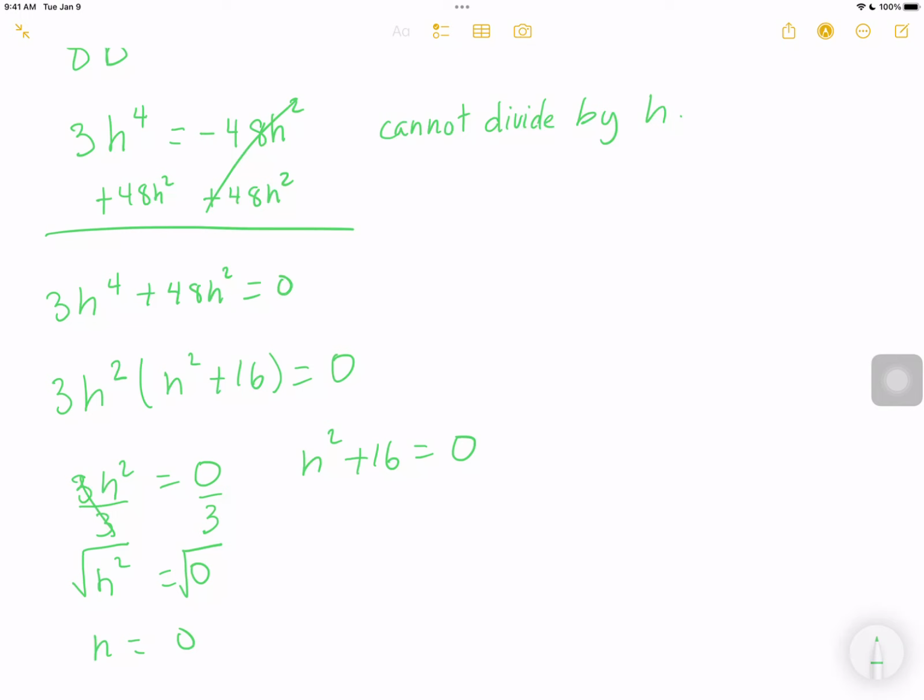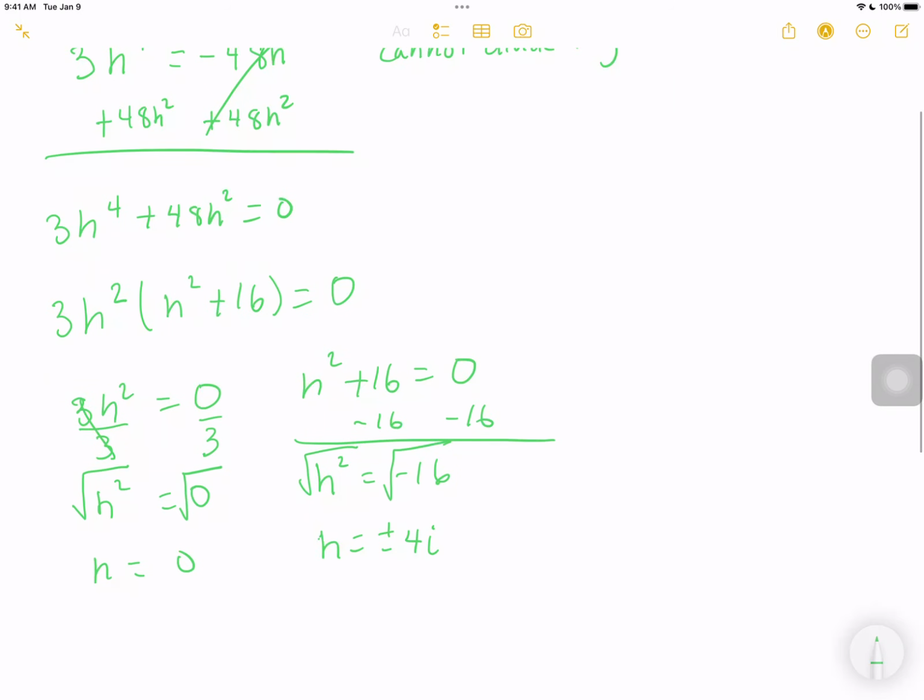So next, over here, I'm going to subtract 16. And so you have right here that h squared is equal to negative 16. And when I take the square root, again, note that the answer to the question said that you could have complex solutions. And so this is going to be plus or minus 4i. And so this question is going to have three answers: 0, negative 4i, and positive 4i.